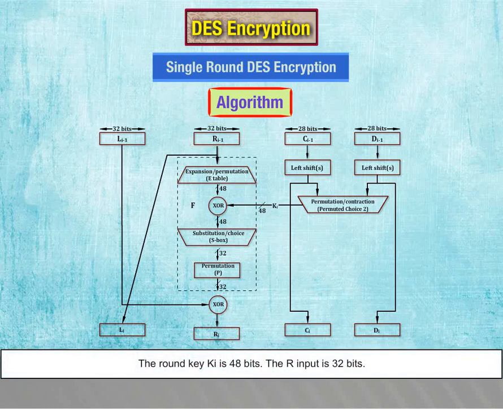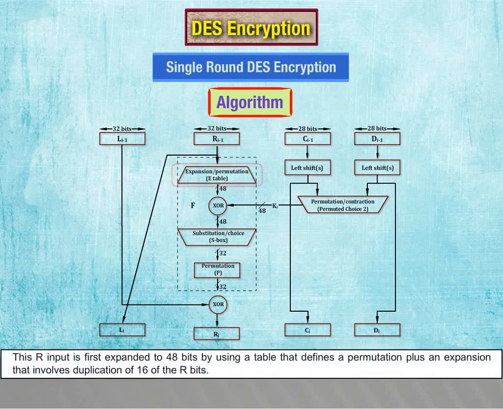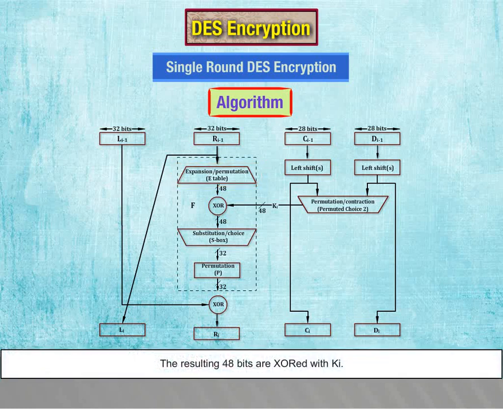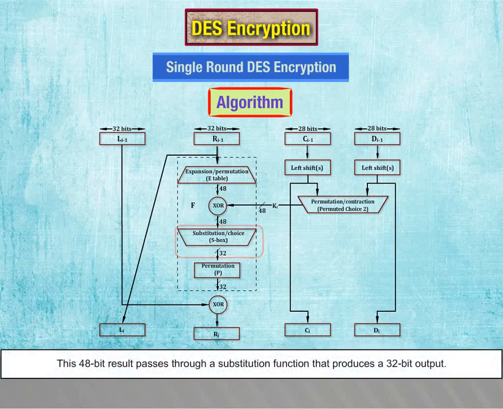The round key Ki is 48 bits. The R input is 32 bits. This R input is first expanded to 48 bits by using a table that defines a permutation plus an expansion that involves duplication of 16 of the R bits. The resulting 48 bits are XORed with Ki. This 48-bit result passes through a substitution function that produces a 32-bit output.